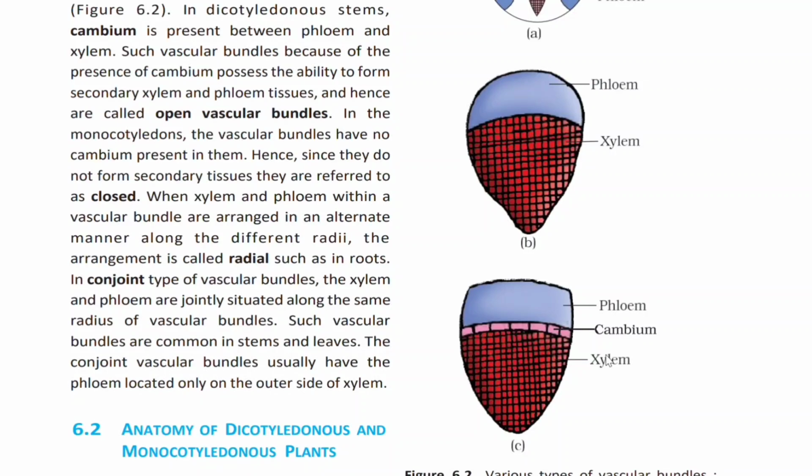When xylem and phloem within a vascular bundle are arranged in an alternate manner along the different radii, the arrangement is called radial, such as in roots. In the conjoint type of vascular bundles, the xylem and phloem are jointly situated along the same radius of the vascular bundle. Such vascular bundles are common in stems and leaves. The conjoint vascular bundles usually have the phloem located only on the outer side of the xylem.